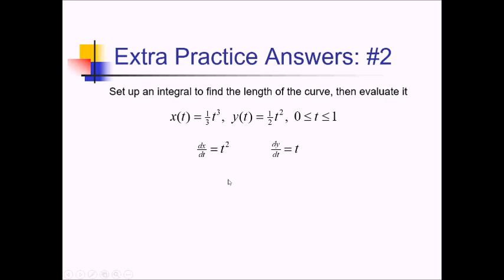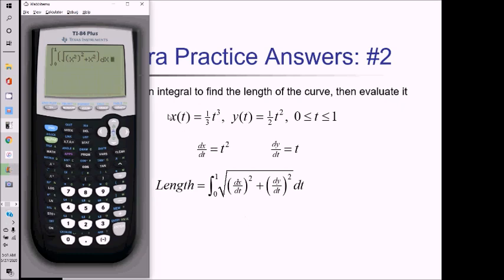So entering that now in an integral, we have the integral from 0 to 1 of, I need the square root of dx over dt squared plus dy over dt squared with a differential of dt. And let me just use the calculator for that.